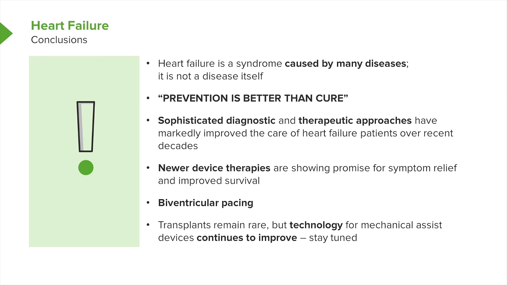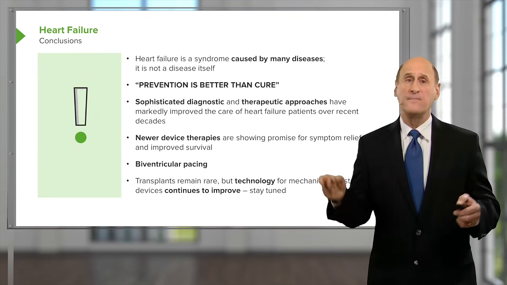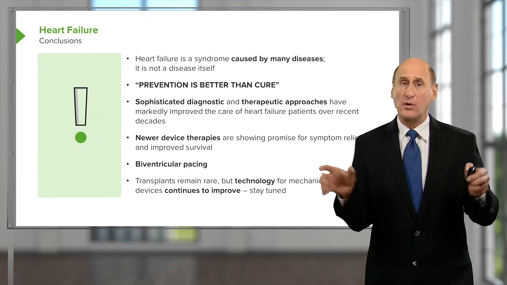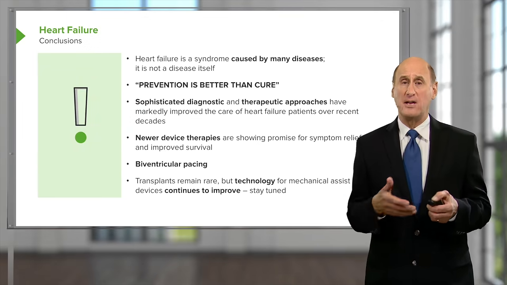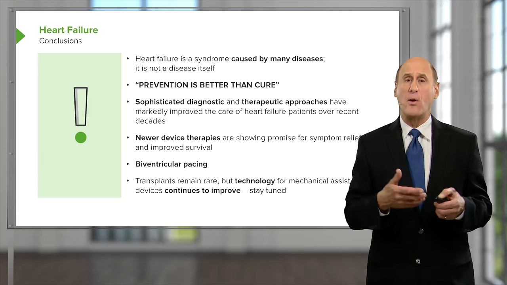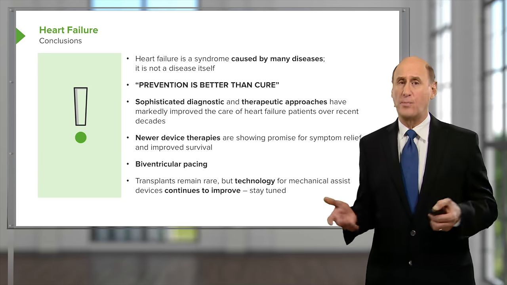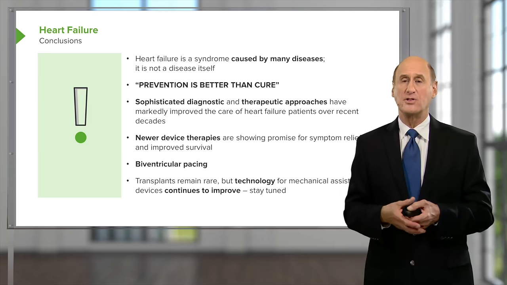And again, we talked about the fact that there's a lot of technology here, but the best deal is to stop the heart failure before it starts with reduction in risk factors, or identifying it early and getting all of those things, including the lifestyle changes, implemented before the patient progresses to a point that they need things like biventricular pacing and heart-lung machines and so forth.